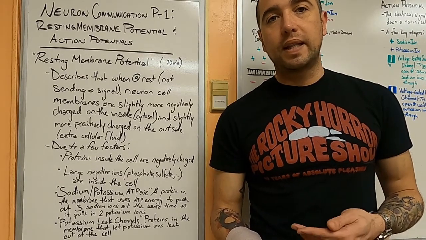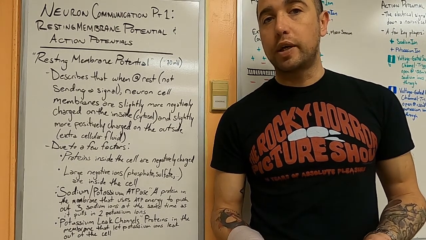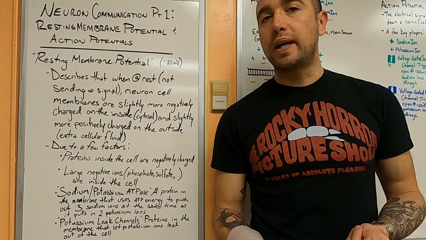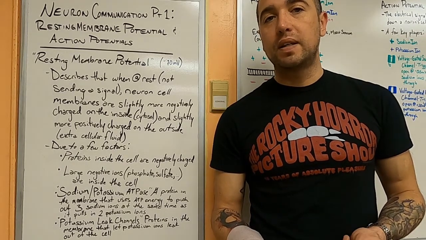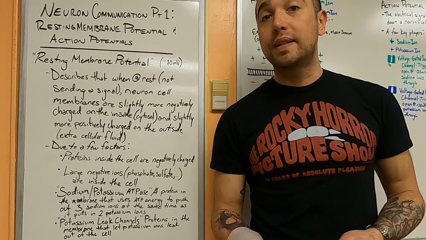One of those being that there are many proteins inside the cell, and proteins are generally negatively charged. There are large ions like sulfate, phosphate. Those cannot pass through the membrane, and those are typically higher concentration inside the cell.